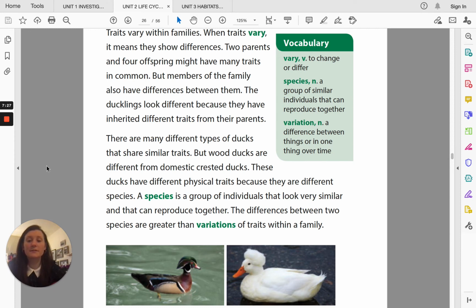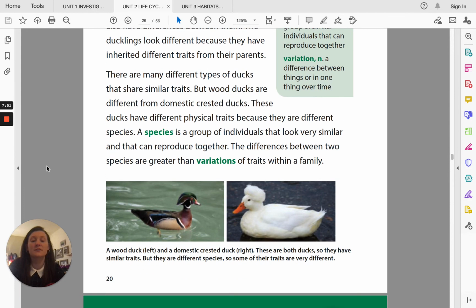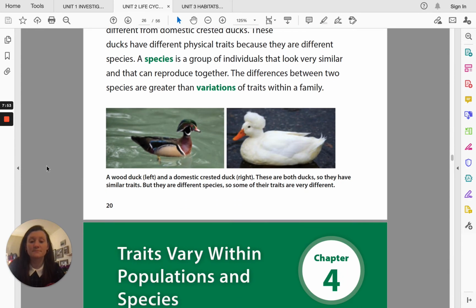There are many different types of ducks that share similar traits, but wood ducks are different from domestic crested ducks. These ducks have different physical traits because they are different species. A species is a group of individuals that look very similar and that can reproduce together. The differences between two species are greater than variations of traits within a family.